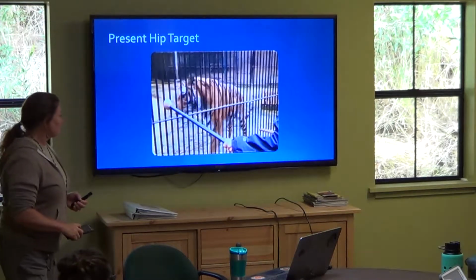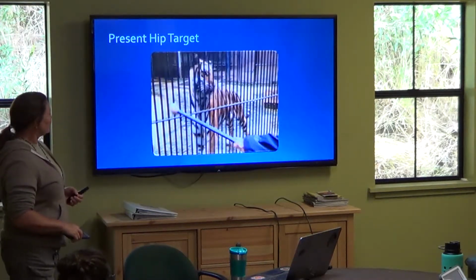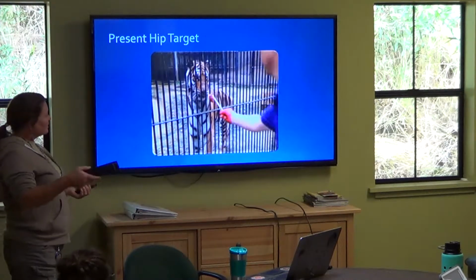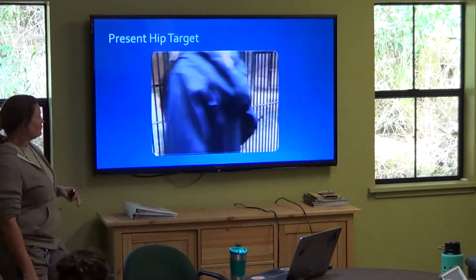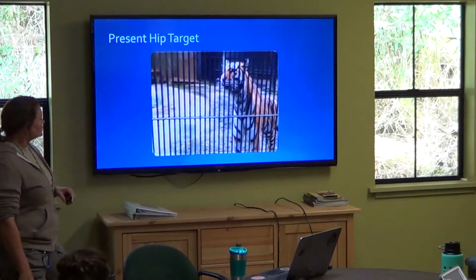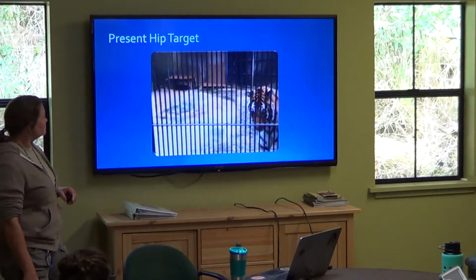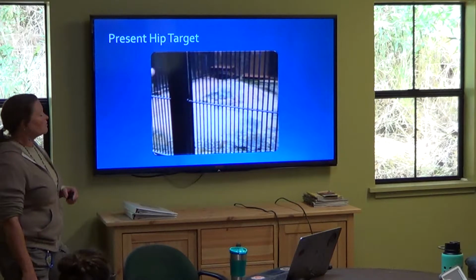You can see he's watching the second target. So at this point, all we're doing is lifting it and putting it in towards his hip, but not actually even touching him with it yet. This is at the Seoul Zoo.